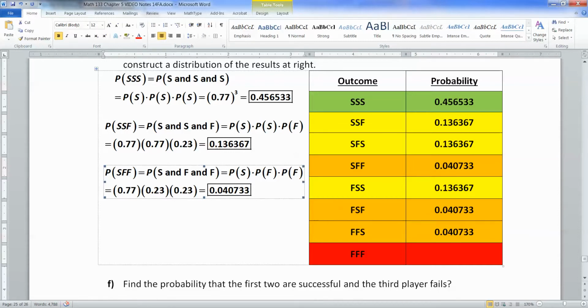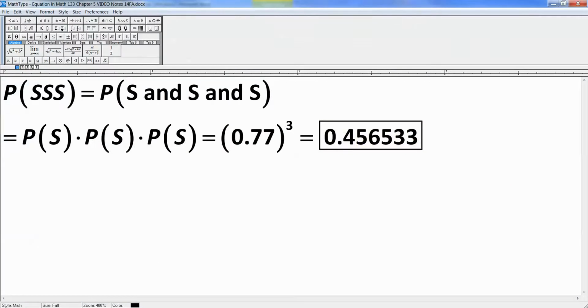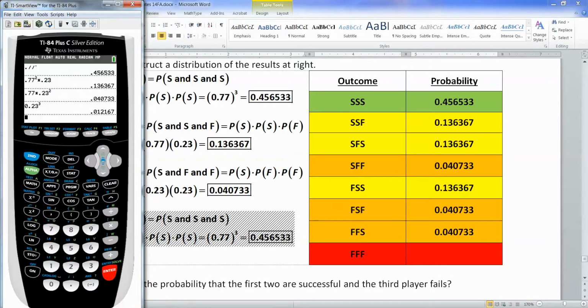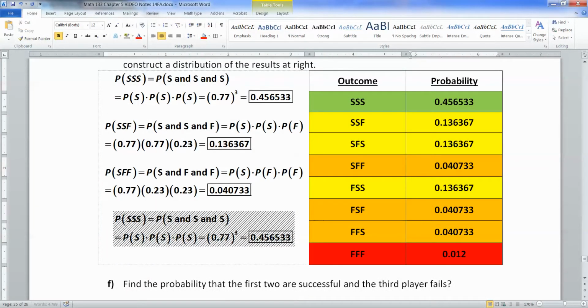And then the last but not least would be the probability of fail, fail, fail, the bad one. So it's the Shaquille O'Neal of this problem because, of course, we all know he was terrible at free throws. So that'd be failure, failure, failure. That would be 0.23 to the 3rd power, which would be 0.23 caret button. That's above your division, 3. Enter. That's 0.012167.